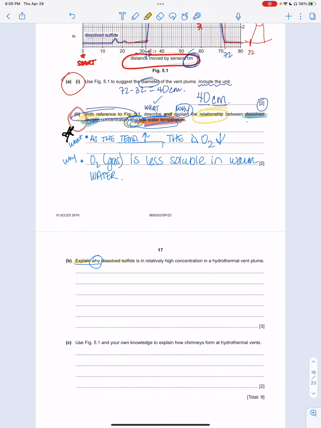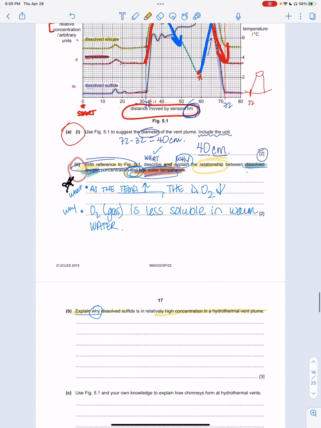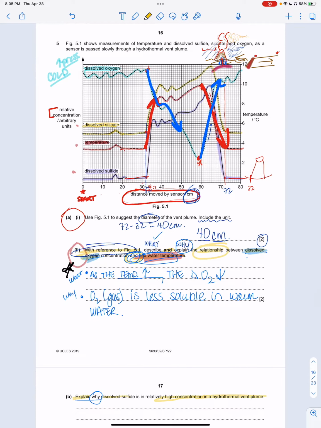Dissolved sulfide is relatively high concentration in a hydrothermal vent plume because it's coming out of the ground with everything else, out of that crack in the seafloor. That's why. Ugh.